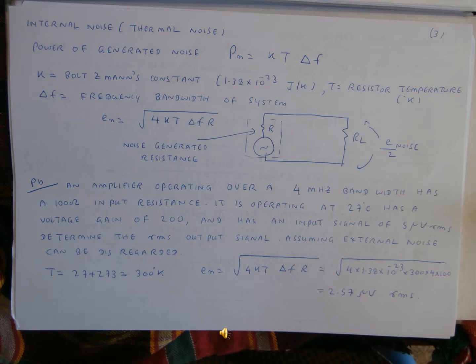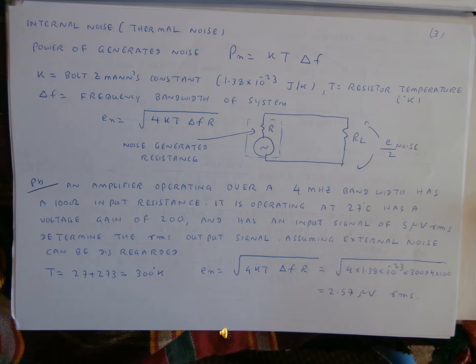So the dominant noise will be included in the input signal. That will be the internal noise produced by the internal electronic equipment. The power of the generated noise can be calculated: Pn is equal to kT delta F.